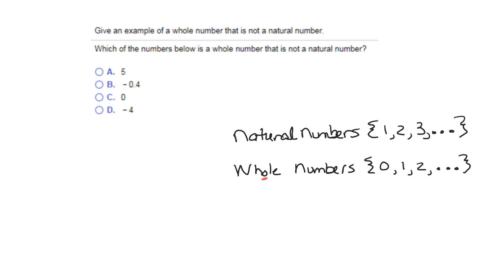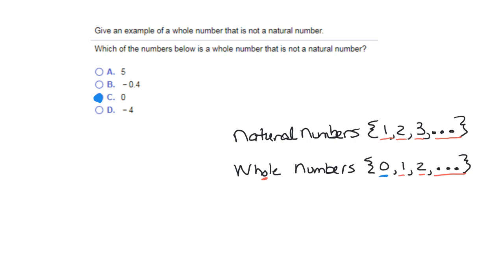All right, so it says, give an example of a whole number that is not a natural number. And then it says, which of the numbers below is a whole number that is not a natural number? All right, so you can see just by looking that the 1, 2, 3, and so forth here is included in the whole numbers. The only item that is not a natural number is 0. So the answer to this question would be C, 0. I'll make that a big bold dot so you can see that.